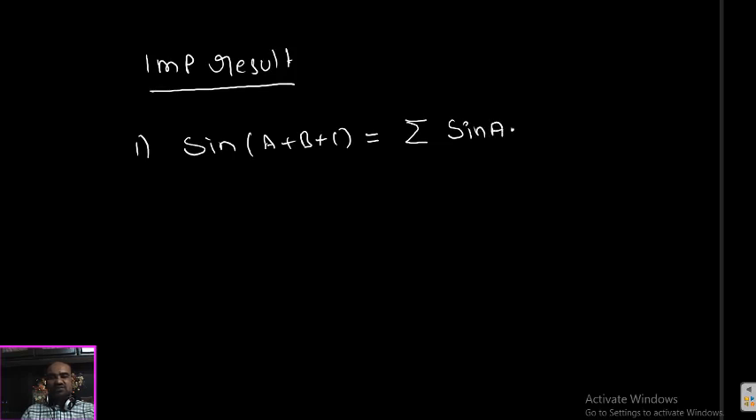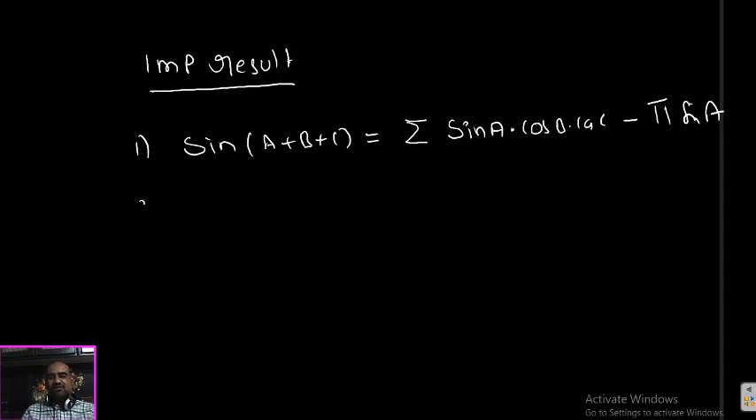What is that? Sin of A plus B plus C. Second one is, first of all I will write this. Sigma first here, sin A, remaining two are cos: cos B, cos C, minus pi sin A.